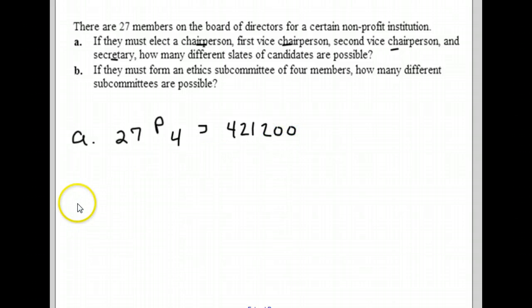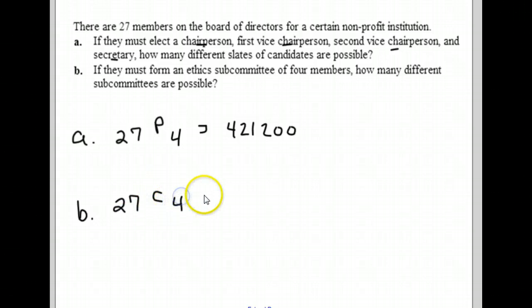Alright, and then part B says, what if they're just making a subcommittee of 4 members? A subcommittee that doesn't have a chair and a vice chair and a second vice chair. It just has 4 members. Well, now there's not an ordering, it's just 4 of the members. So if it's John, Paul, George, and Ringo versus Ringo, Paul, George, and John, it doesn't matter. That's the same subcommittee, so the order doesn't matter.